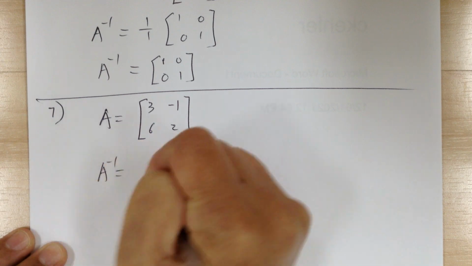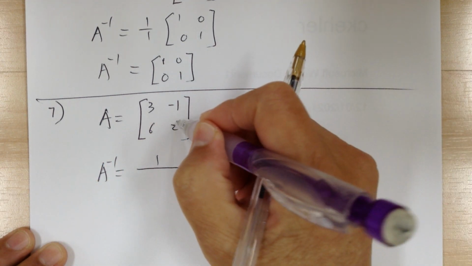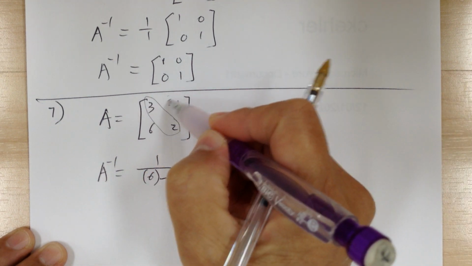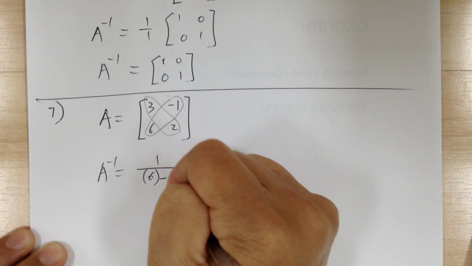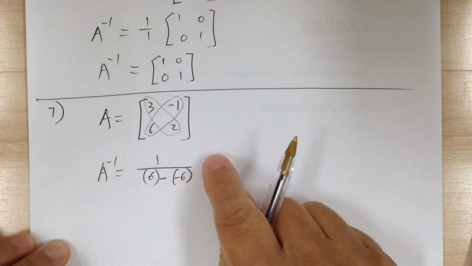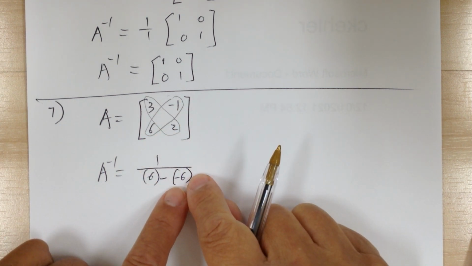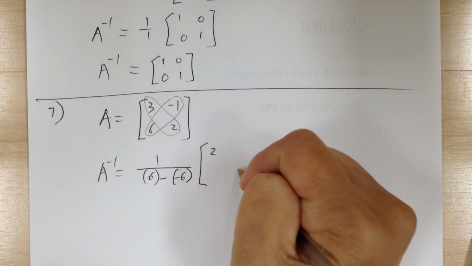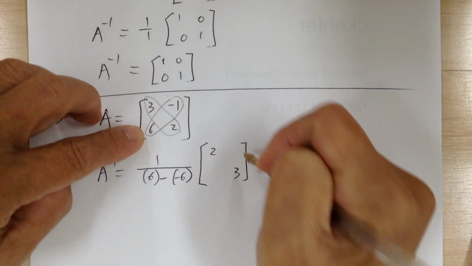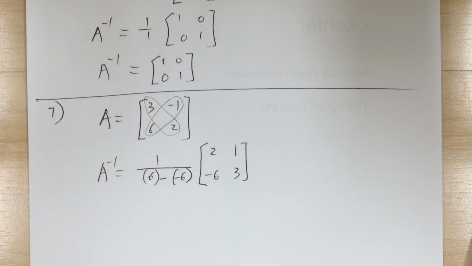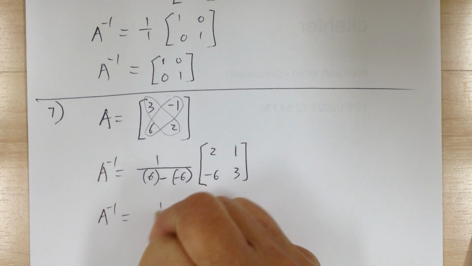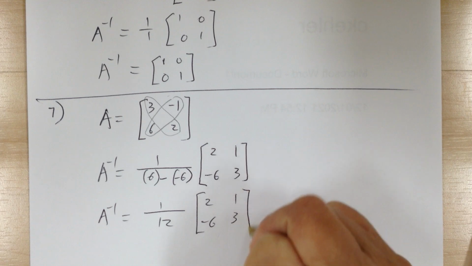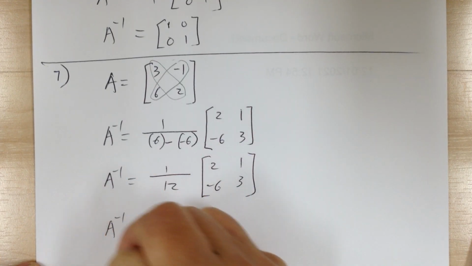The inverse equals 1 over det. So that's the 6 minus. You have to watch your signs, so always minus, and I like to put parentheses just to be safe. You have to switch the numbers and switch the signs. Now you can work it out, and after that you can distribute.